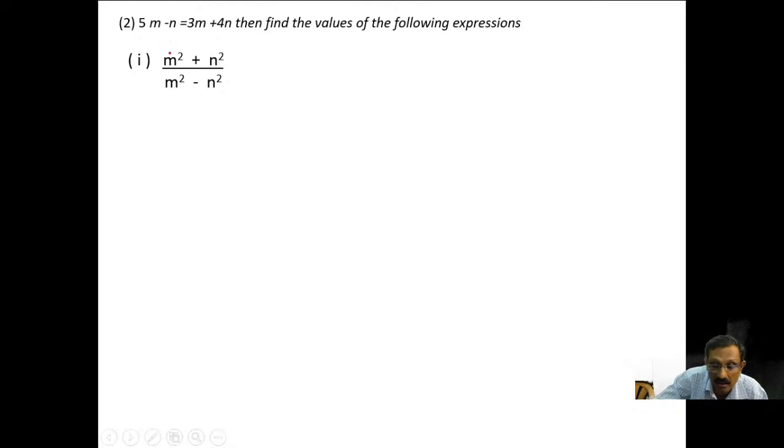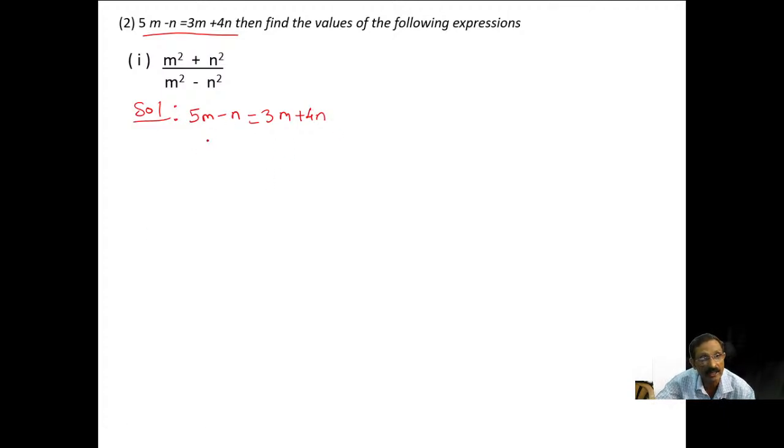Now from this, we have to find m square plus n square. Is there any relation over here? Nothing. We cannot see anything. So from what is given to us, we are going to do it. So let's start and see from this what is given to us. We have 5m minus n is equal to 3m plus 4n. This is given to me.